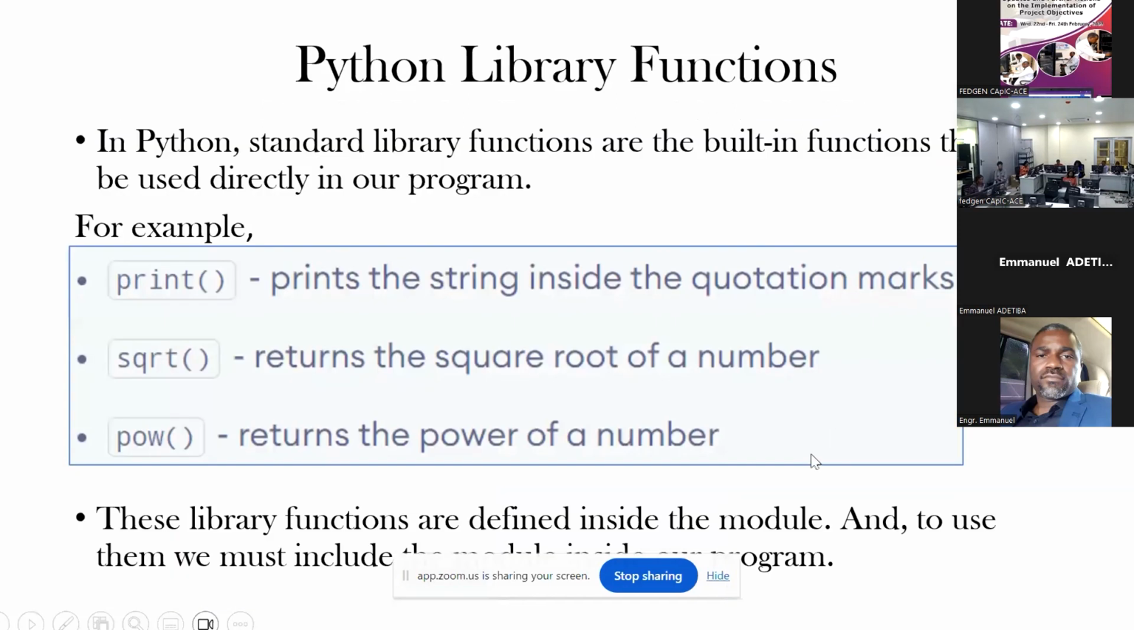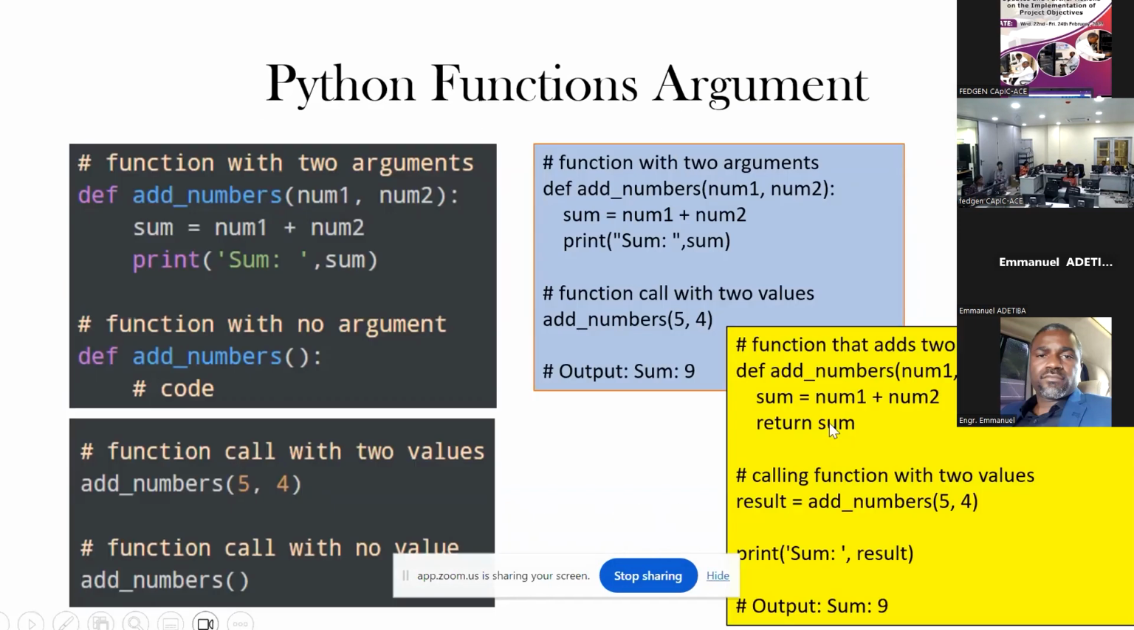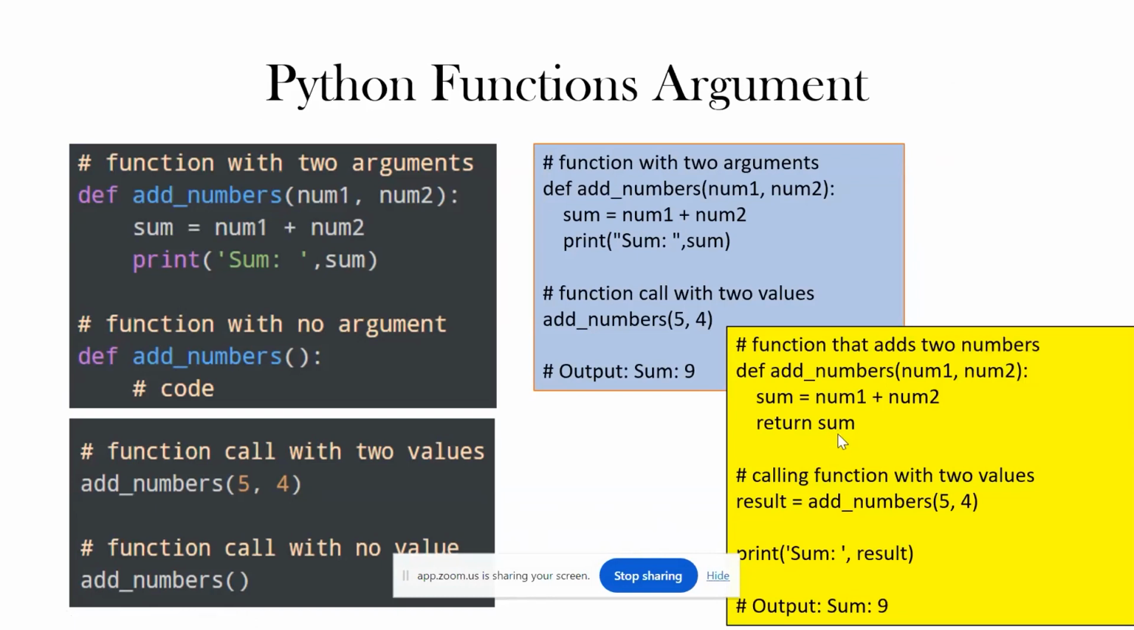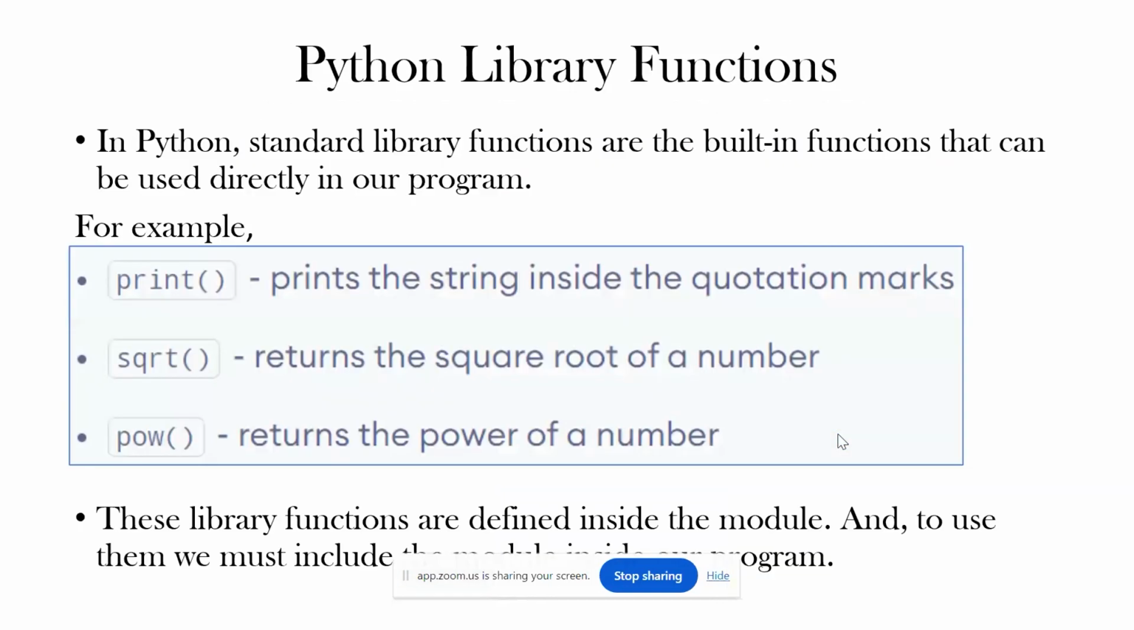Okay, so that is it about Python functions in the simplest form, as well as the ones with arguments. We've seen the one without an argument, and we've seen the one with arguments. And now let's look at Python library functions. Remember I said earlier that there are two types of functions, the user-defined functions and the library functions. We've seen the user-defined function, which we create ourselves, and now we look at the library functions.